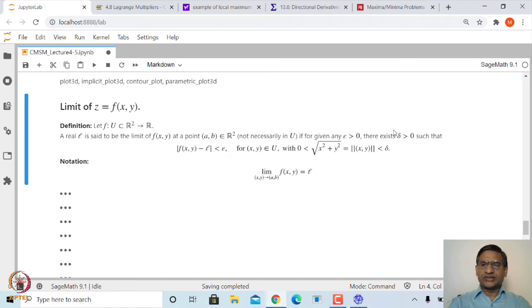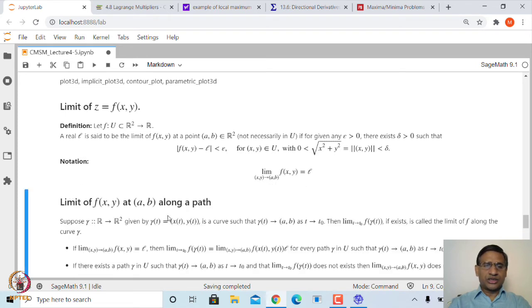Okay. So, for every (x,y) inside this U with the condition that the square root of x squared plus y squared, which is the length of the vector (x,y), is less than delta, the difference between f(x,y) and L should be less than epsilon. And in case the limit exists, we denote that limit as the limit of f(x,y) as (x,y) goes to (a,b) equal to L, right.